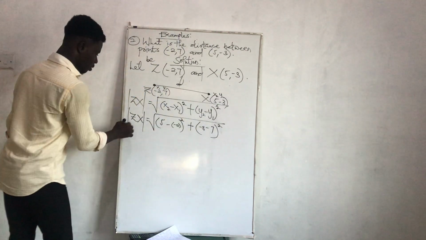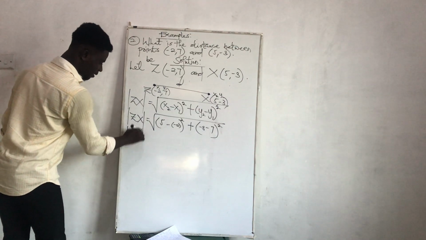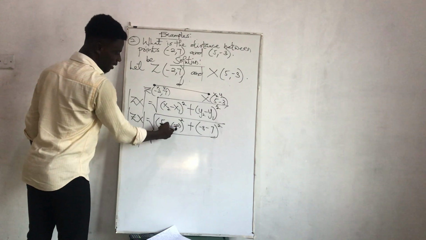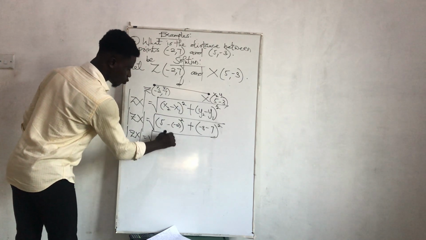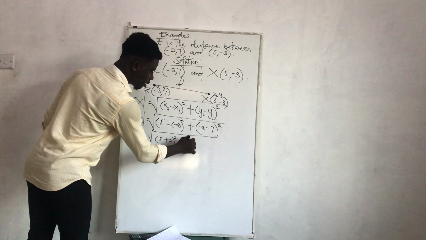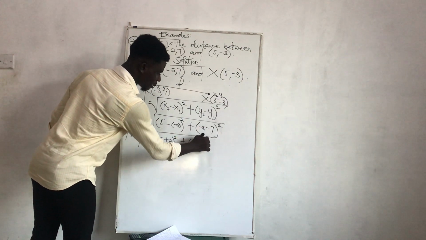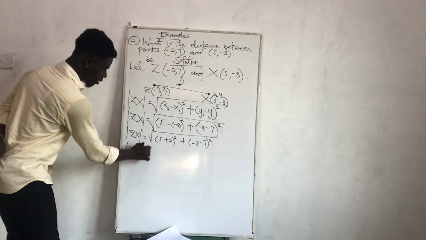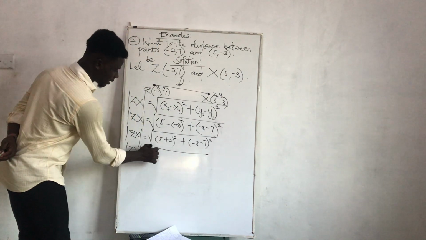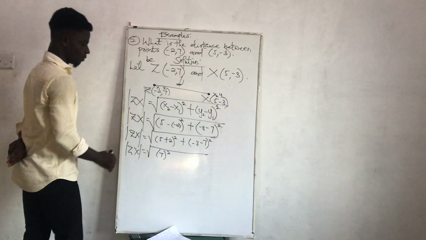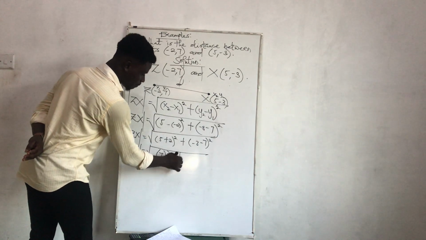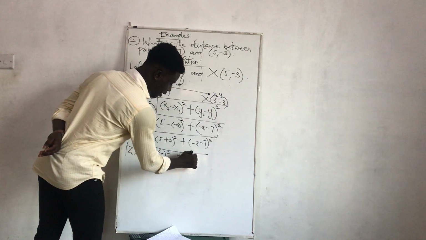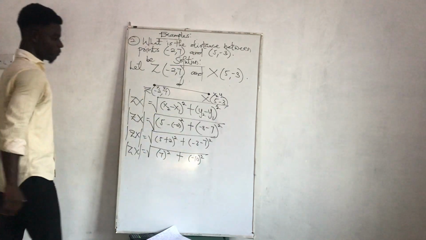All squared. So the length of ZX must be equal to the square root of that. So 5 minus negative 2, I have what? 5 plus 2 all squared. Then plus negative 3 minus 7 all squared. So the length of ZX must be equal to 5 plus 2, which is 7, all squared, plus negative 3 minus 7, which gives us negative 10 all squared. Right.